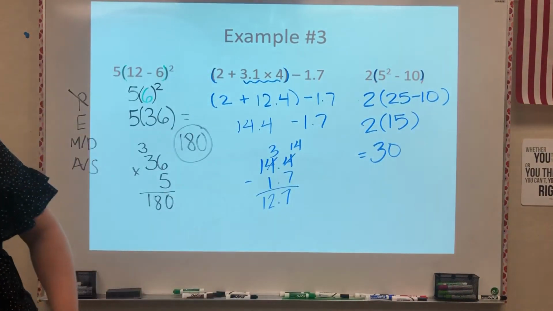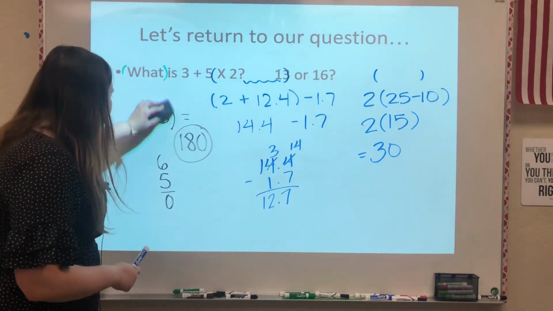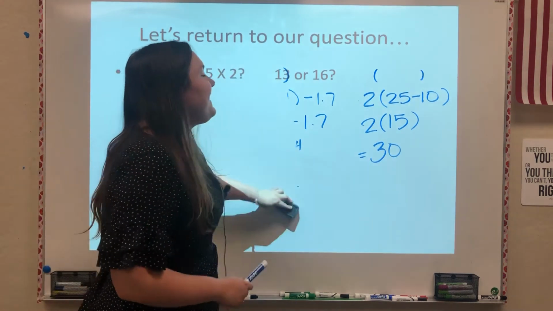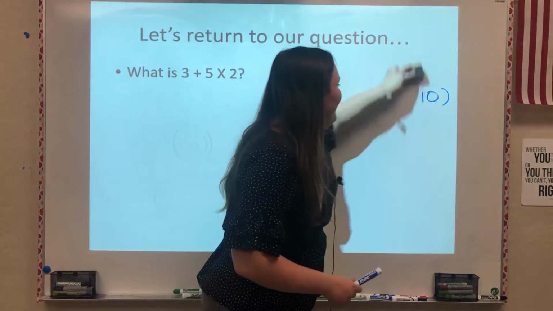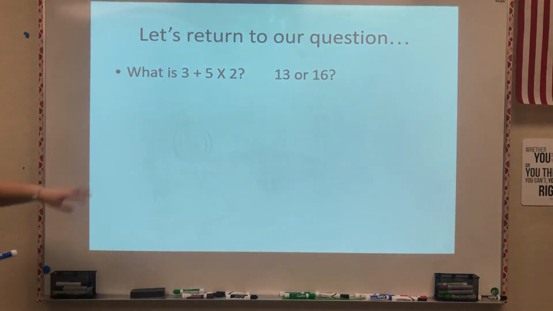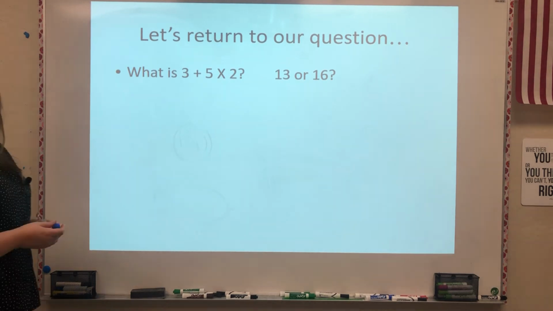The question from the beginning of the lesson is now something I think you're able to do. Remember the question we had at the beginning that I told you I wasn't going to tell you the answer for? That question was 3 plus 5 times 2. What was the correct answer?